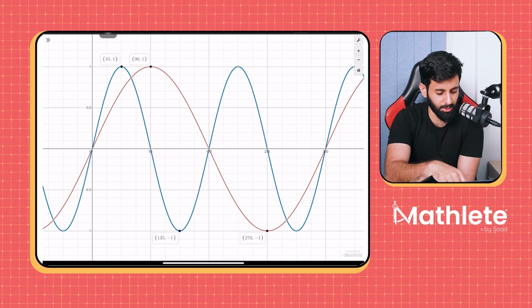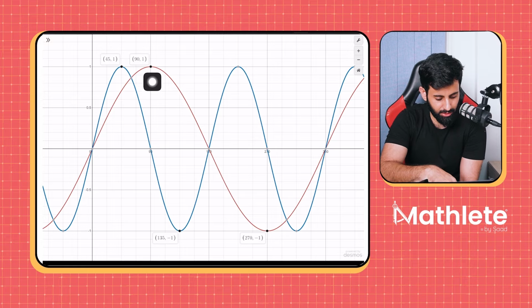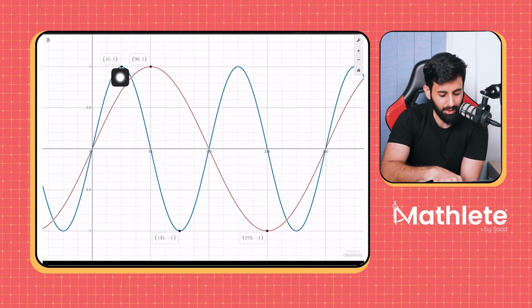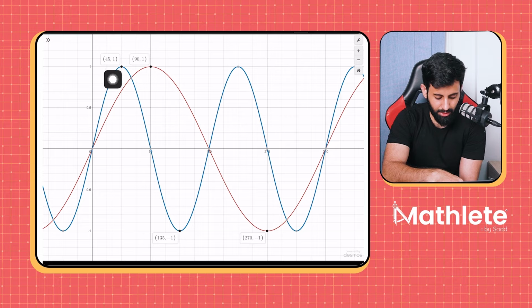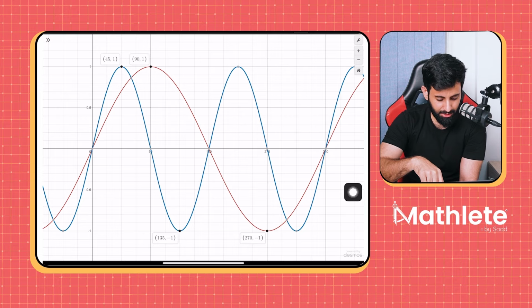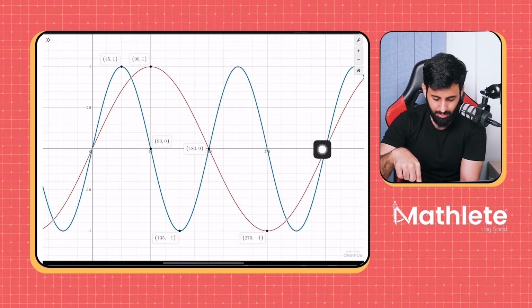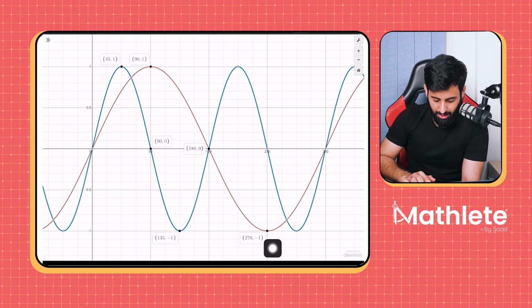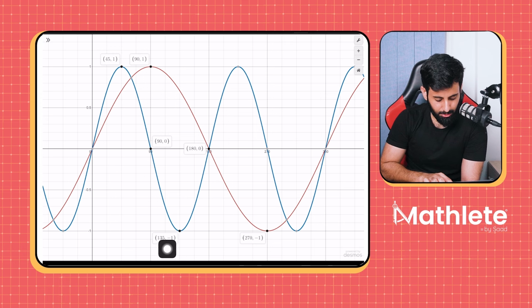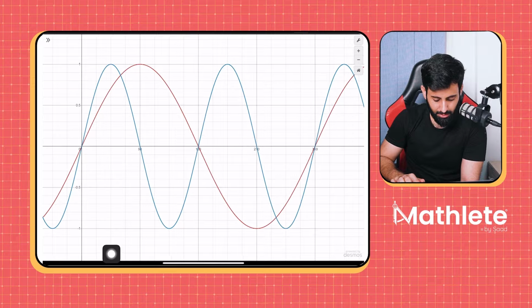Okay, so previously you can see that it was 1 when x was 90. Now it is 1, but it's not 1 at 90 anymore. It's actually 1 at 45 degrees. Previously you can see that it was 0 at 180. Now this value has shifted over here. Now it is 0, but it's 0 at 90 degrees. Previously you could see that it was -1 at 270. Now it is -1, but it's -1 at 135. So what's the relation between 270 and 135? 135 is half of 270.